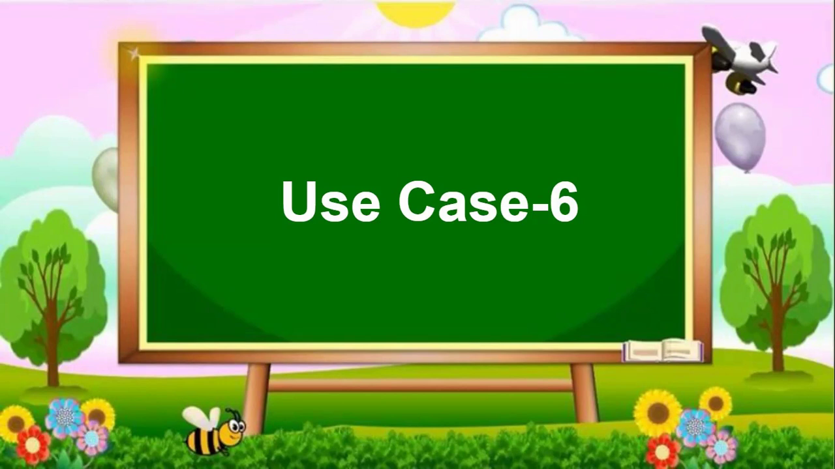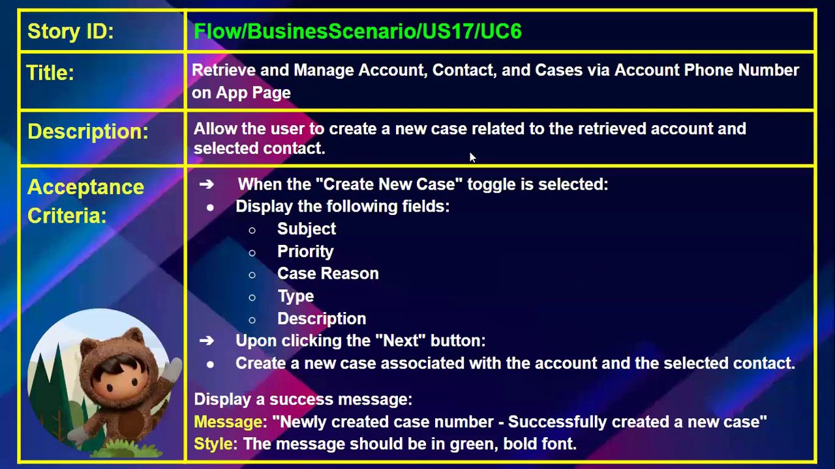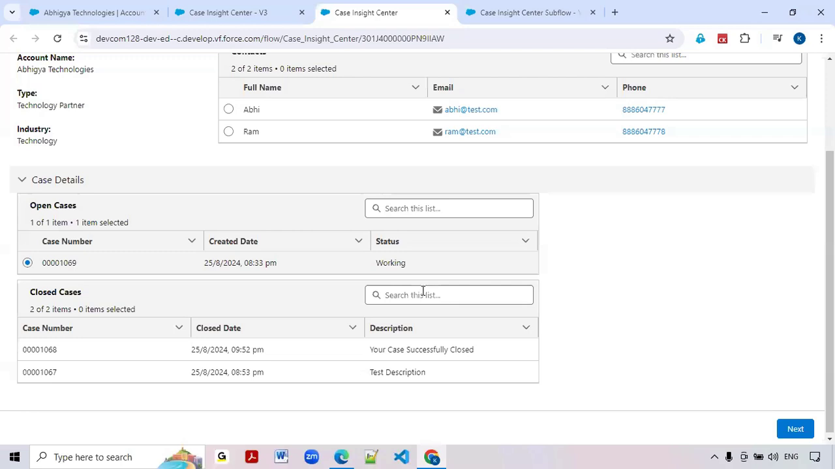Now we are going to discuss the last use case. Here we can create a new case record when we select the toggle. We have to display the subject, priority, case reason, type and description fields. Once they click the next button, we need to create the case, which is associated to the account and selected contact. Finally, we have to display the successfully created new case information with the case ID. So let's see how we are going to implement this.